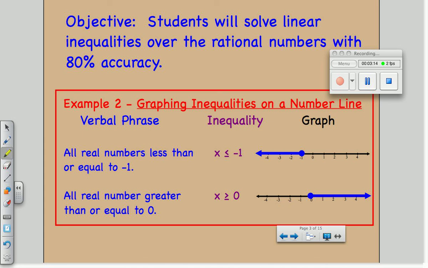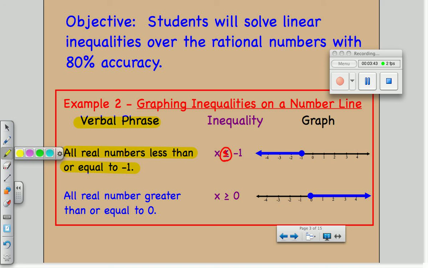Now, one more. You already have the words verbal phrase written, so don't write it again. Just leave that. I want you to write this, though. All real numbers less than or equal to -1. Okay? So I'm talking about all real numbers that are either less than -1 or equal. Now, you can see how I have this less than or equal.